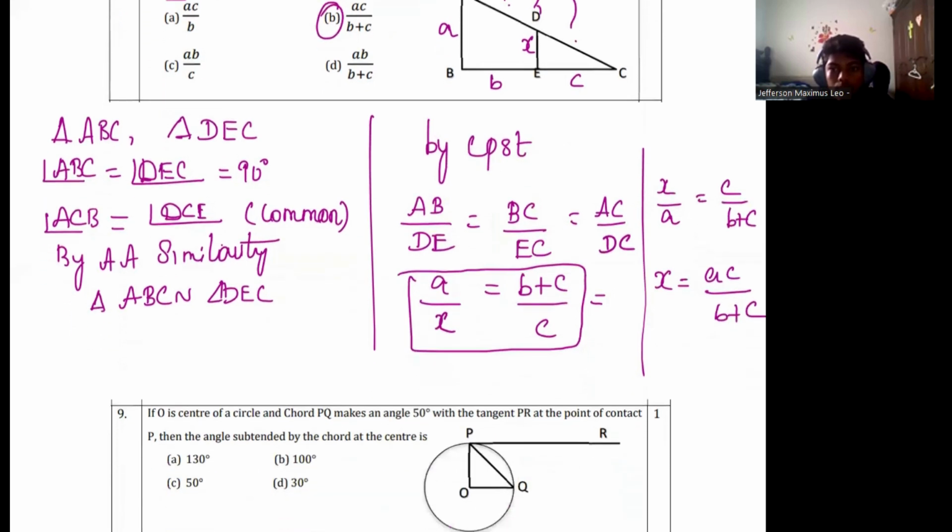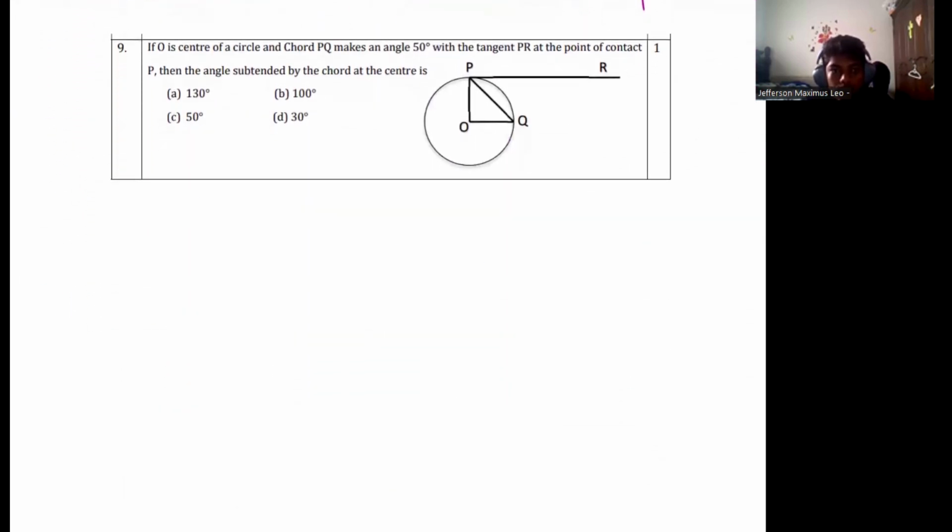The next one, 9th one. If O is the center of a circle and chord PQ makes an angle 50 degrees with the tangent PR at the point of contact P, then the angle subtended by the chord at the center is what? Actually, this angle is 50.